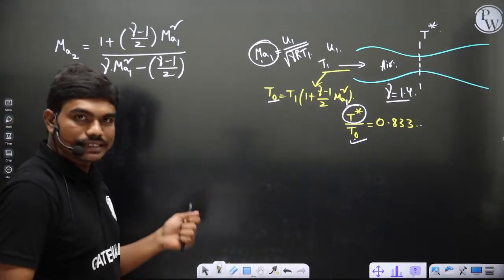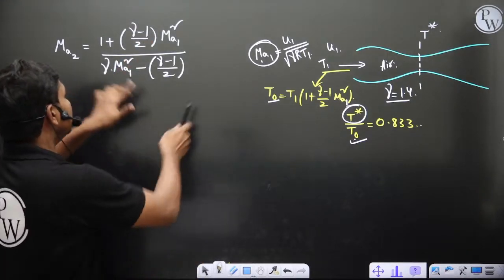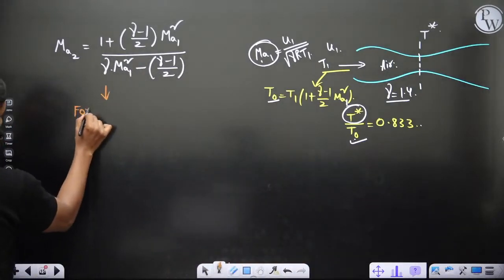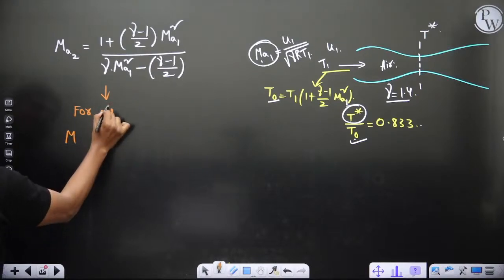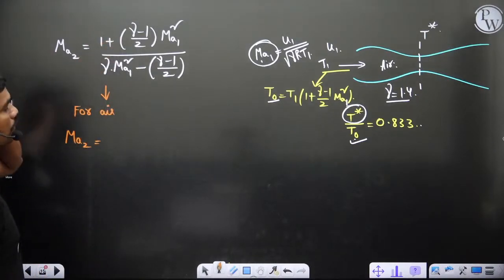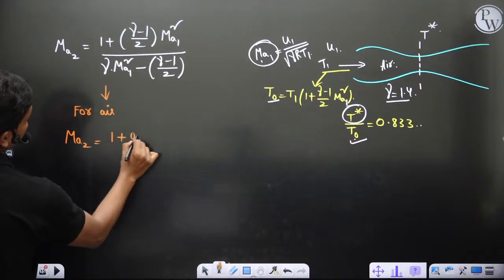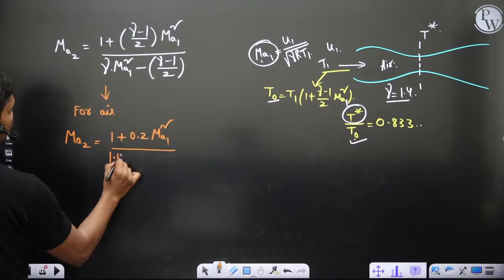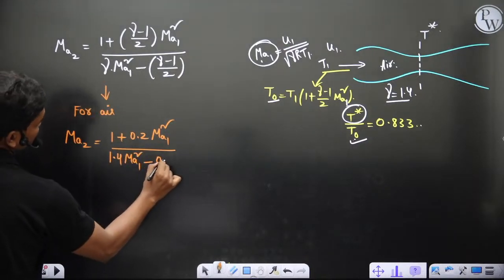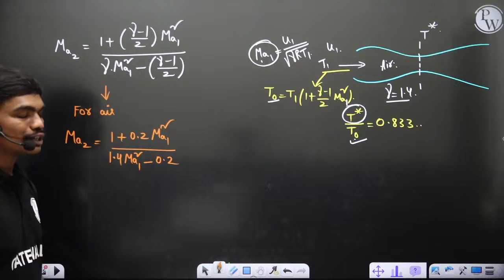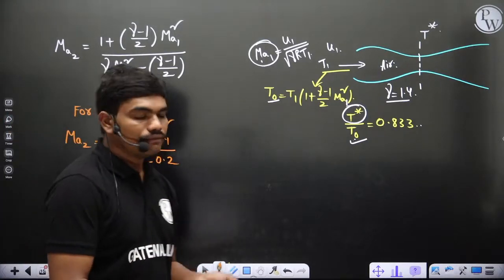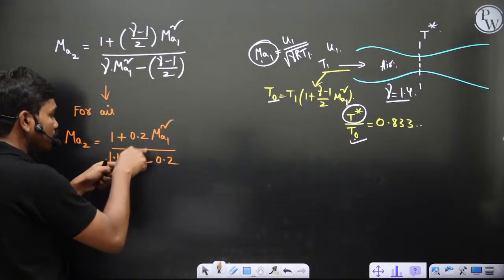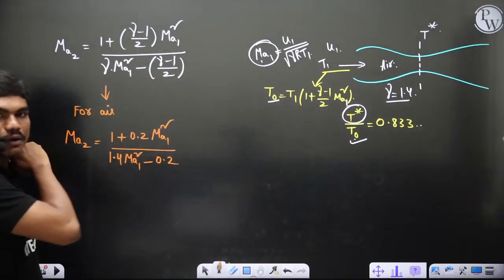Normally for air they have tables for different Mach numbers. In this expression, for air, the Mach number downstream is equal to, if you put gamma equal to 1.4, 1 plus 0.2 Mach 1 square divided by 1.4 Mach 1 square minus 0.2. So this is how we get it. The only thing you should know is Mach number 1, and you have tables for that. Without even doing calculations, if I give you U1, T1 and Mach number 1, if you put the Mach number 1 value in this case, you will easily end up calculating Mach number 2.